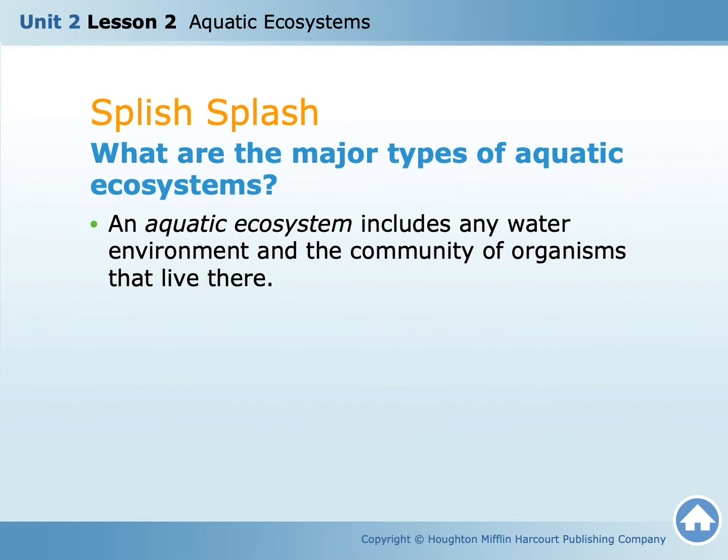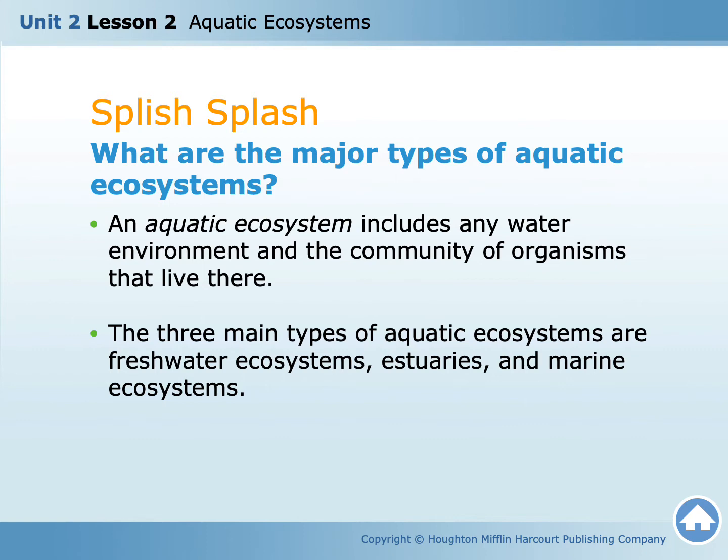So any water type environment. There are three main ones. It's called a freshwater, estuary, and a marine ecosystem. Those are the three main types of aquatic ecosystems.